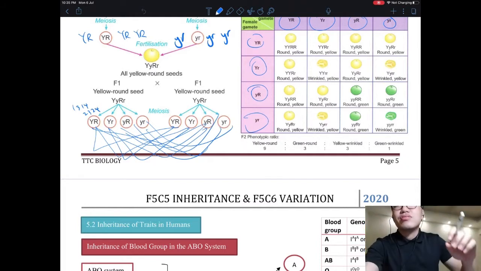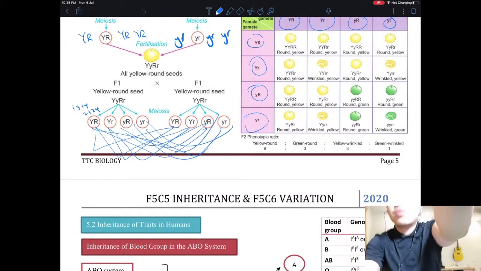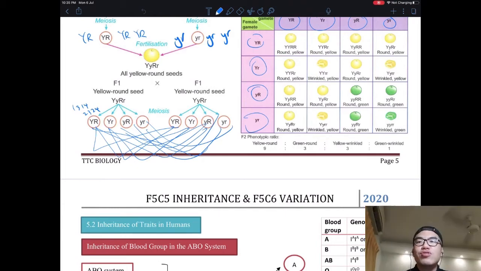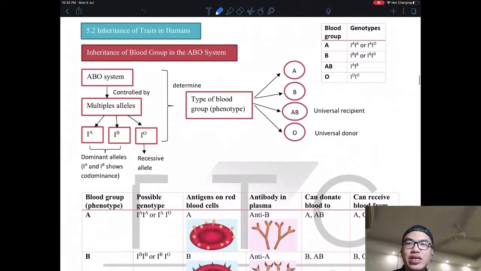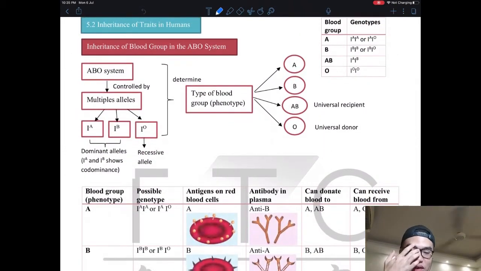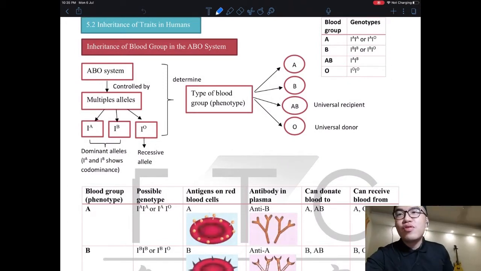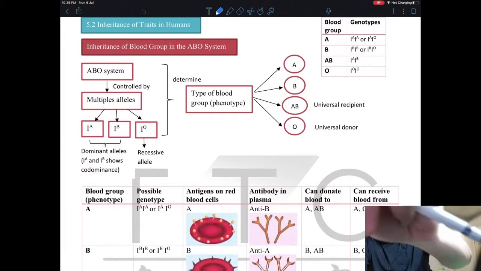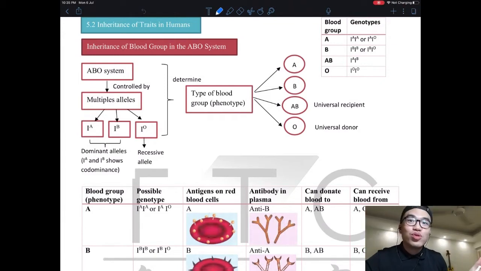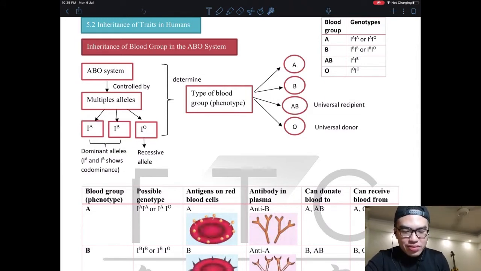Let's look at what we are going to study today. Firstly, we are going to study human blood. Our human blood system, as everyone knows, is blood A, B and O. I hope you know what type you are. So you have blood A, B, O here, and they are controlled.